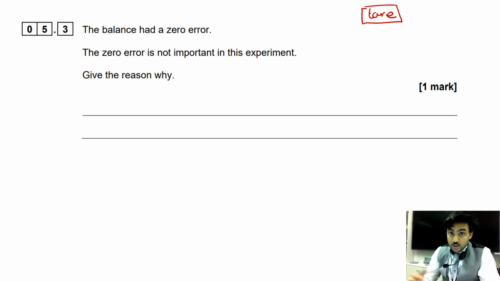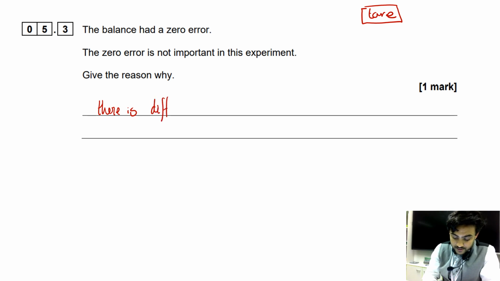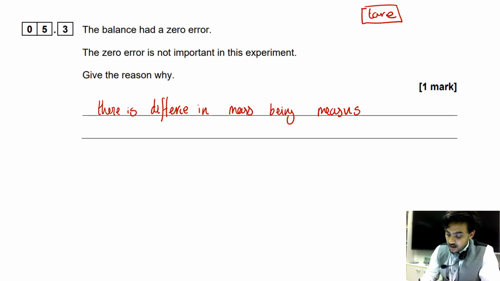Then whatever you do to the mass balance afterwards, like holding the rod above the other one, will be read from 0. But we don't really care whether it's read from 0 or 100.25. All we care is that there is a difference in mass being measured. Because that's all we're looking for.